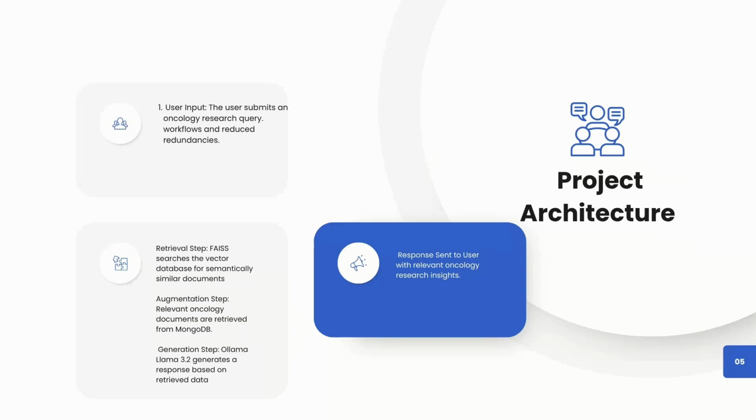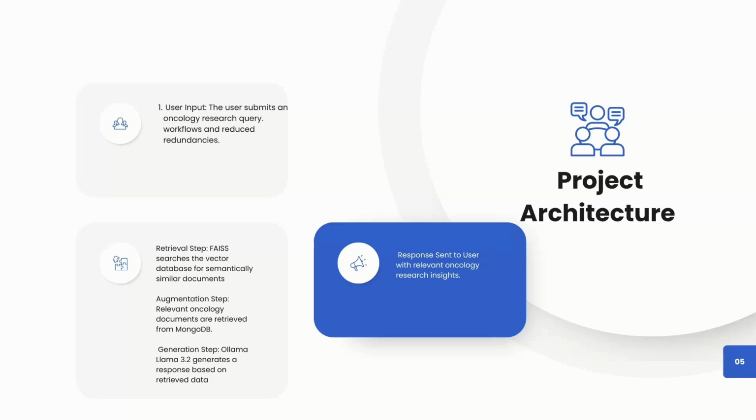Data augmentation: once retrieved, additional research papers are fetched from MongoDB for context. AI powered responses: Llama 3.2 processes the retrieved information and generates insightful knowledge. Final output: the AI sends a detailed, research backed response to the user, helping them with precise information in seconds. This architecture ensures the user retrieves the most relevant, research backed insight, improving efficiency in oncology research.